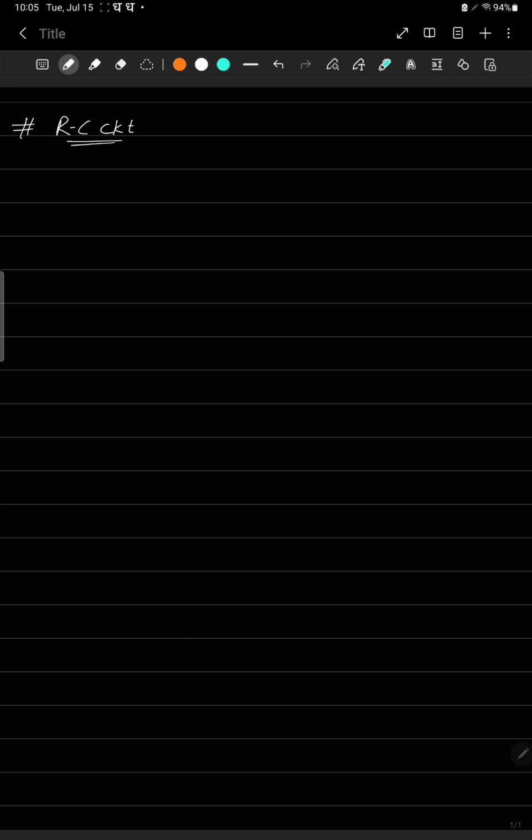Okay, so let's talk about this circuit here. RC circuit stands for resistor capacitor circuit. It is an important topic because it has both the properties of a resistor and a capacitor in the circuit. Both the resistor and capacitor work simultaneously as per their nature.